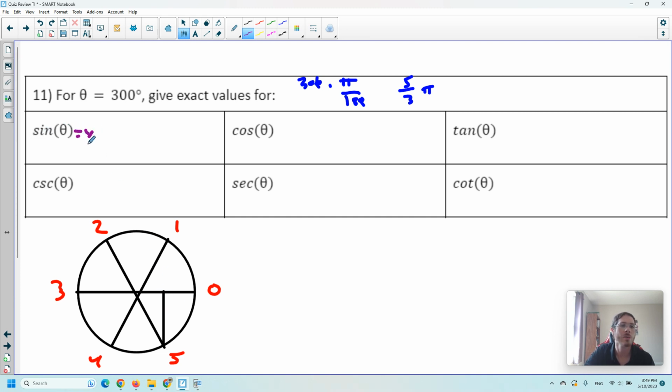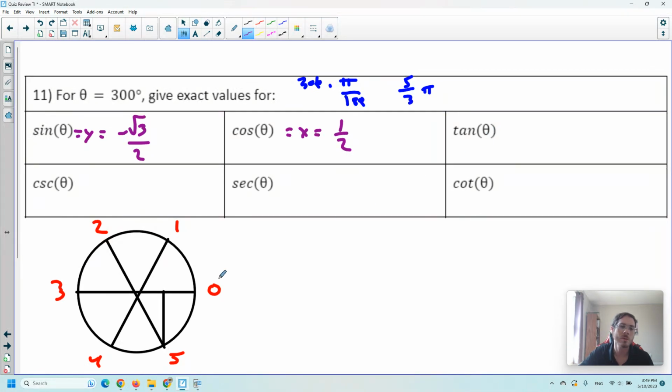Either way, so sine itself, remember sine is going to be, in this case, the y value. So the y value for sine, y is the long side here. So this is going to be square root of 3 over 2. We got to be careful because it's going down, so we want negative square root of 3 over 2. For cosine, cosine is the short side. We're going to the right. So this is x. This is going to be 1/2.